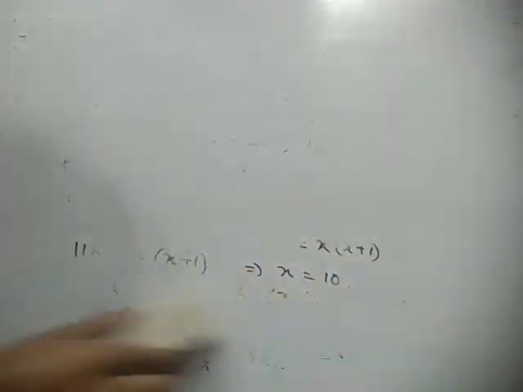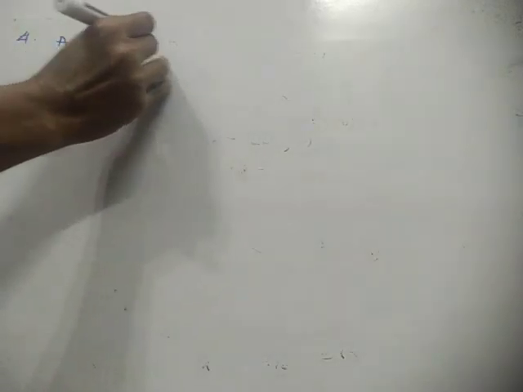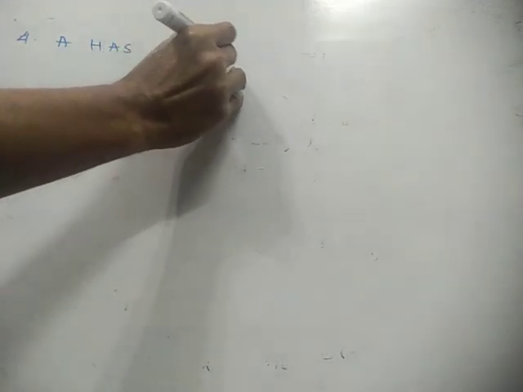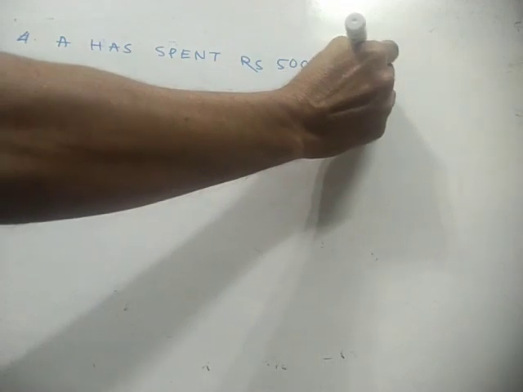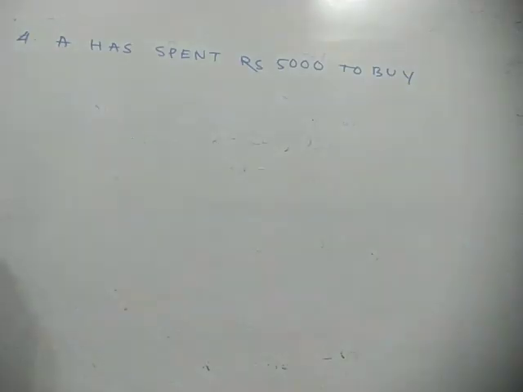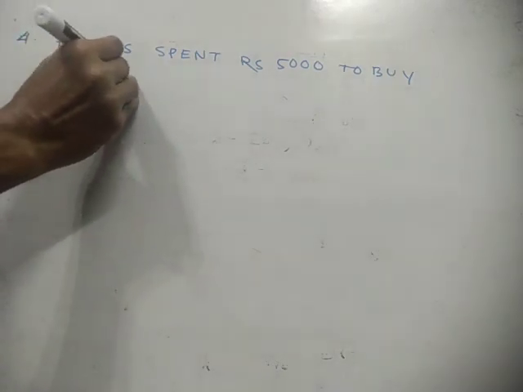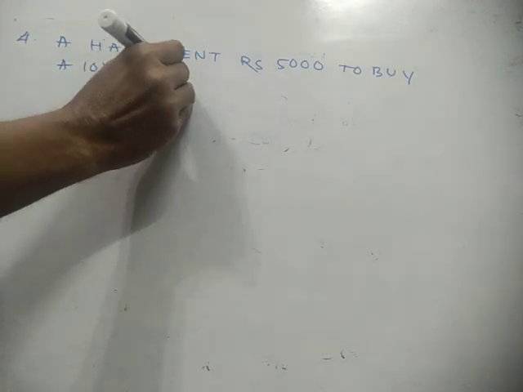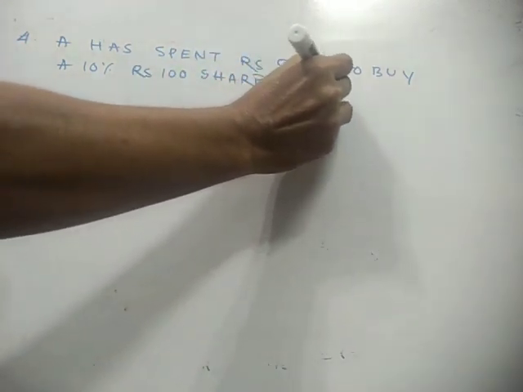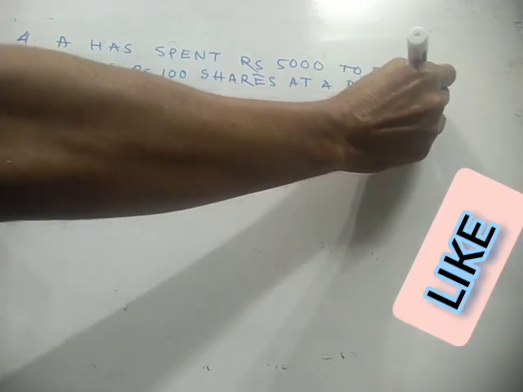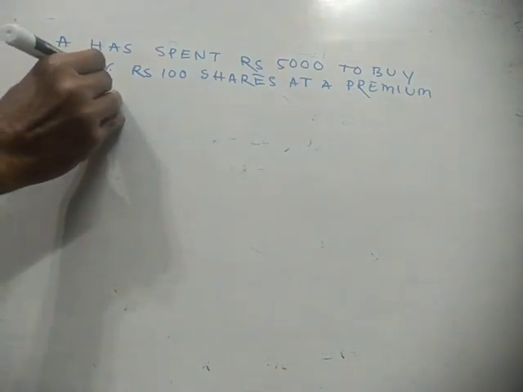Now we'll do another sum from the share and dividend chapter. Let's see what question is given. A has spent rupees 5,000 to buy 10% rupees 100 shares at a premium of 25%.